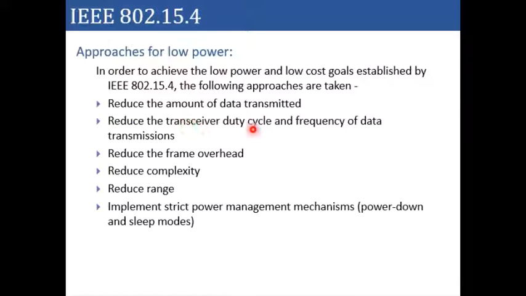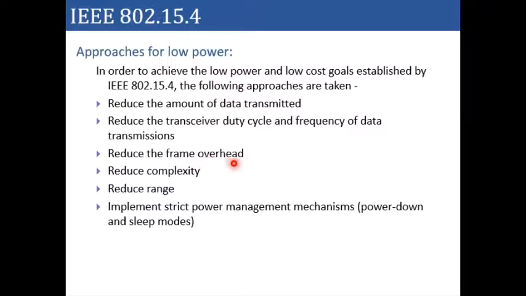Reduce the transceiver duty cycle and frequency of data transmission, meaning you will send data at very low frequency, maybe sometimes one data packet in a few minutes, so that you can optimize the energy consumption.